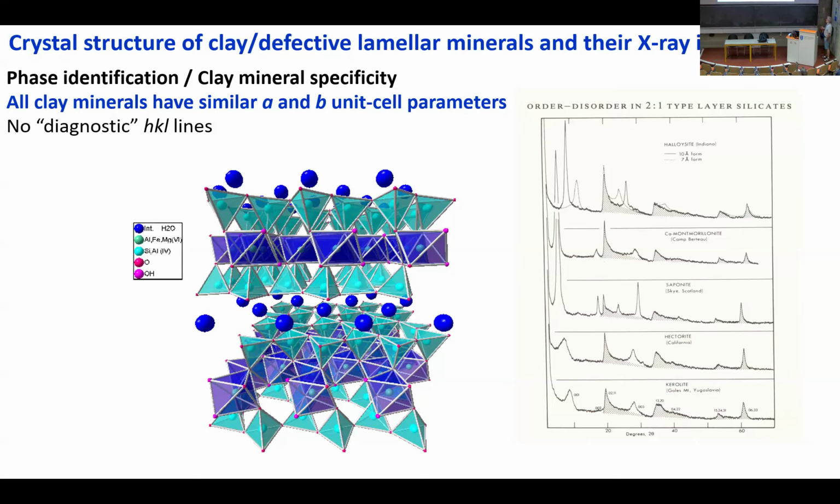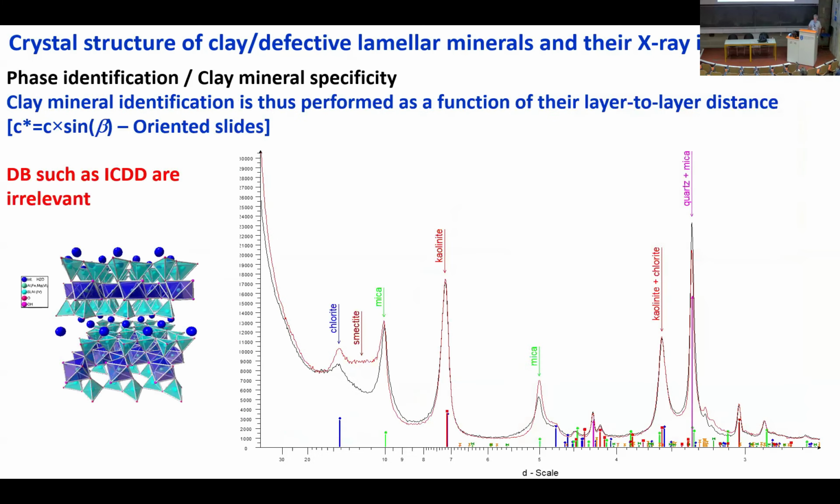Meaning what? Meaning that what we are interested in is mostly 00l reflections that are characteristic of the layer to layer distance. Okay? How do we do that?